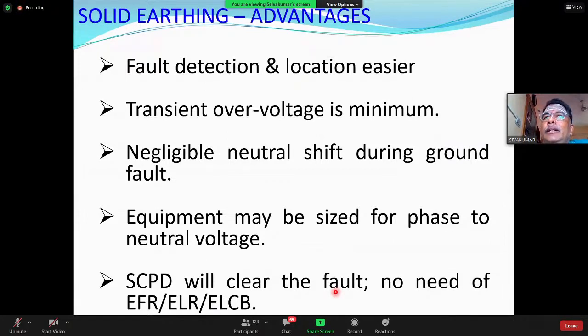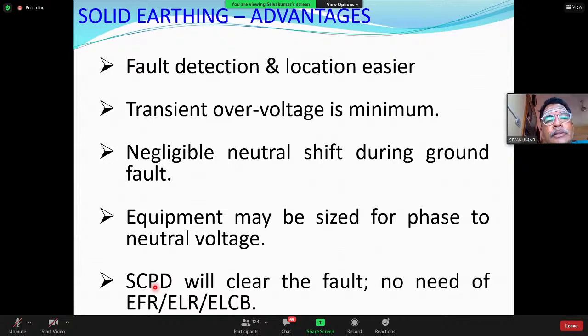So even in a solidly grounded system, the fault is in kiloampere, so even the SCPD itself will operate: the fuse itself will blow, the breaker itself will trip. So theoretically speaking, there is no need of any special earth fault relay or earth leakage relay or ELCB. But again, due to various restrictions, the CEA regulations insist on providing an ELCB for making the protection very sensitive. But otherwise, if there is a single phase ground fault, because of the higher current, the SCPD will immediately isolate the faulty portion.